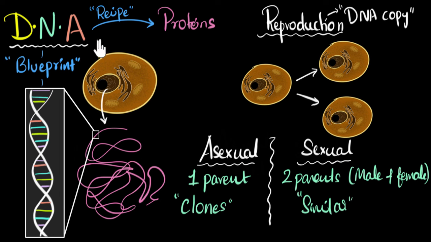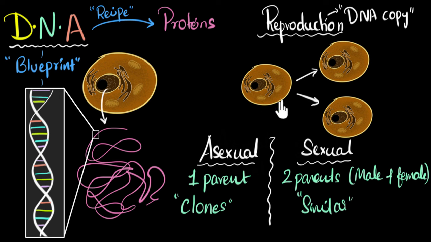And what does the DNA do? DNA basically contains recipes to build proteins. Different DNA will have different recipes to create different proteins, which will create different structures, meaning different organisms. And so for reproduction, it's super important that DNA is able to make a copy of itself. So every time we want to reproduce, the DNA makes a copy of itself.